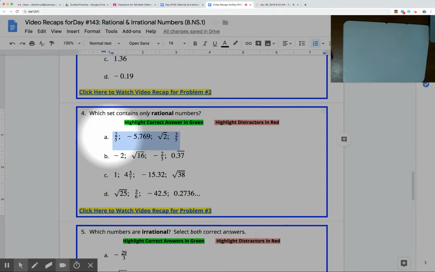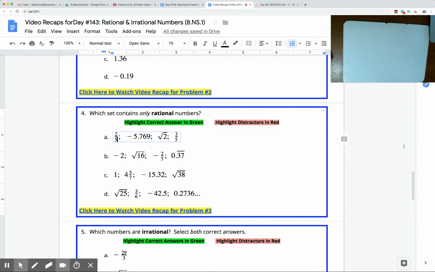If I take a look at answer choice A, 2/5, that's a rational number. It's already a fraction. 3/5, that's a rational number. This is not a clean decimal, negative 5.769, but it stops. I know this came from negative 5 and 769 over 100.